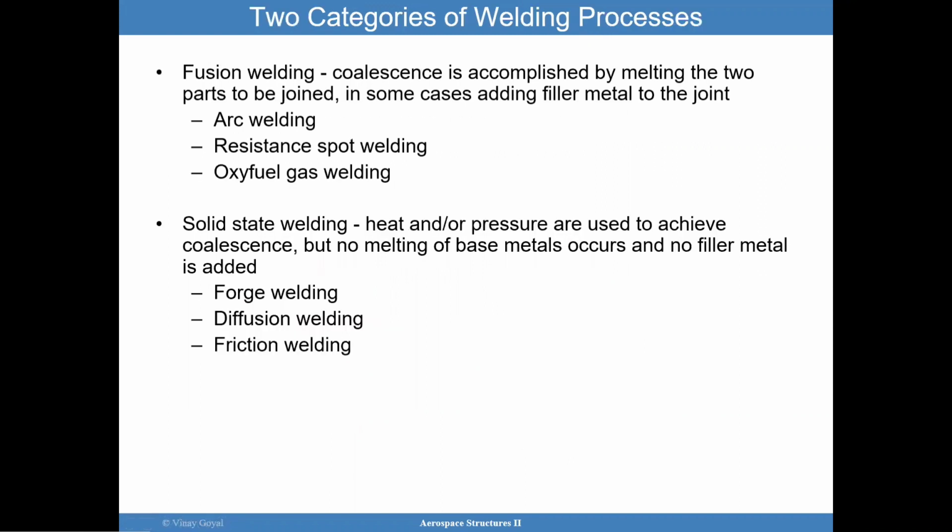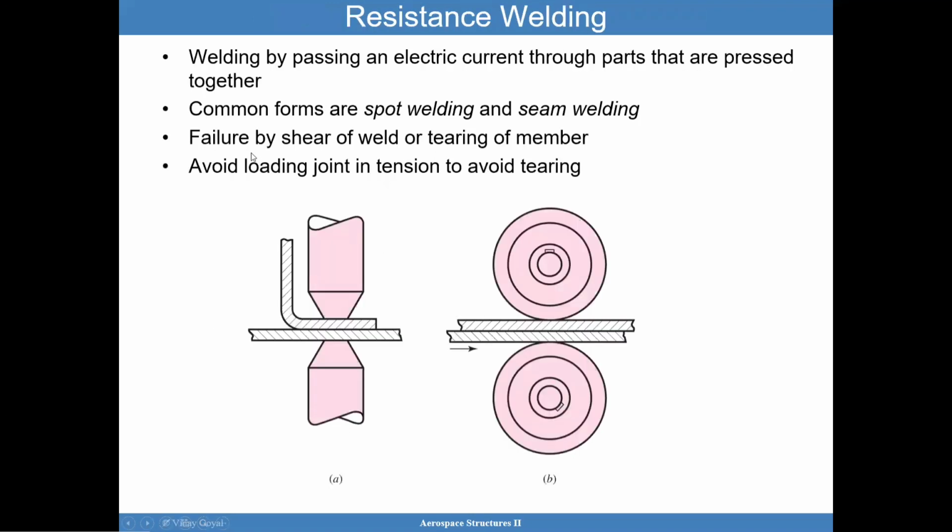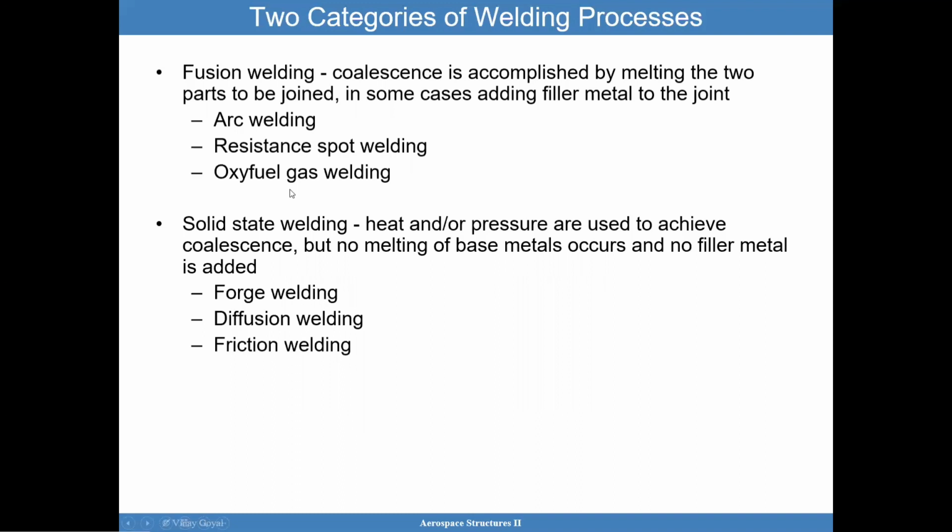Two categories for welding processes. You have fusion welding. It can coalesce by melting the two parts to be joined, and in some cases you want to add a filler material to the joint. Resistance welding is one example. And you have arc welding and gas welding. You also have solid state welding. In these cases, you apply heat and/or pressure to achieve coalescence, but no melting of base materials occurs and no filler metals are added. Examples of this are forge welding, diffusion welding, and friction welding.